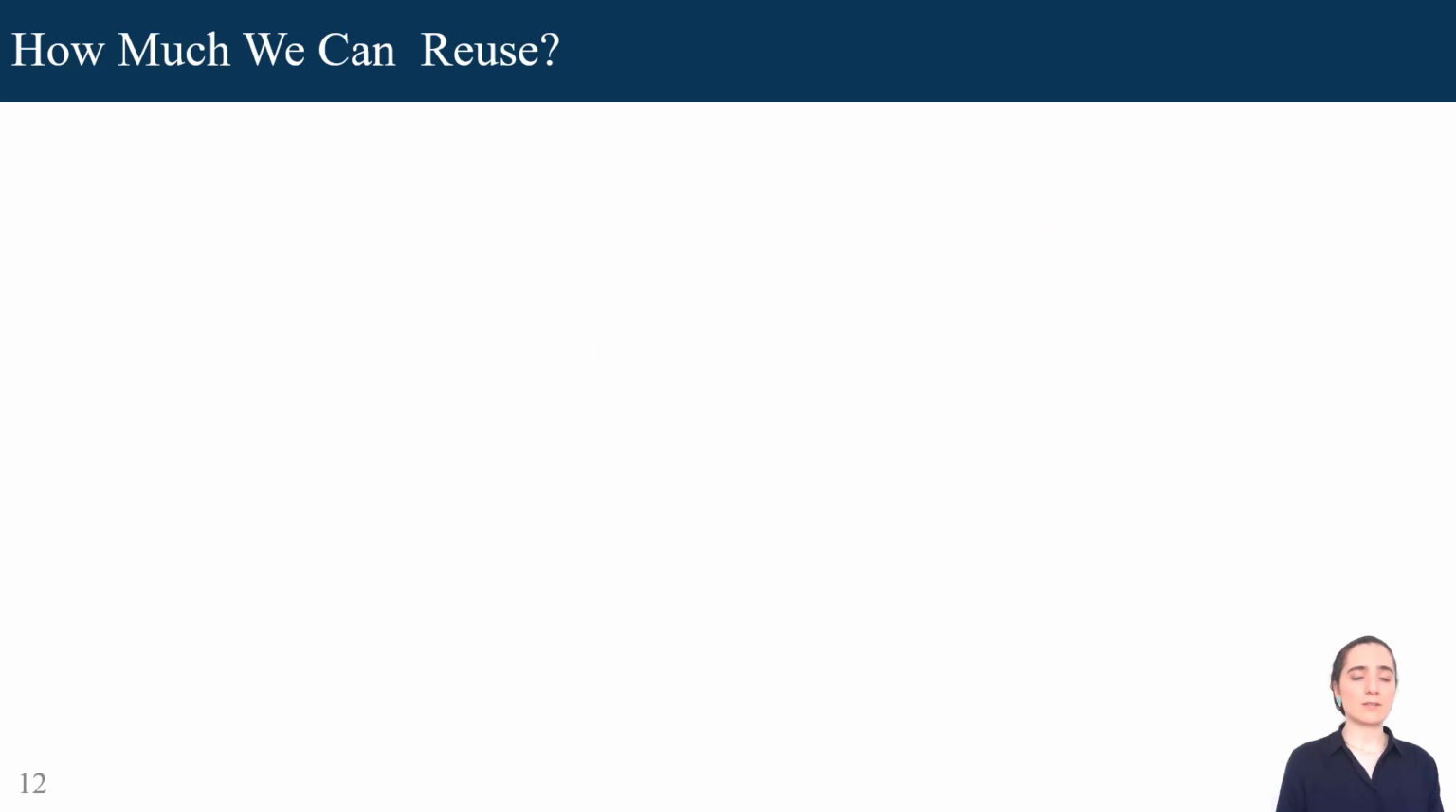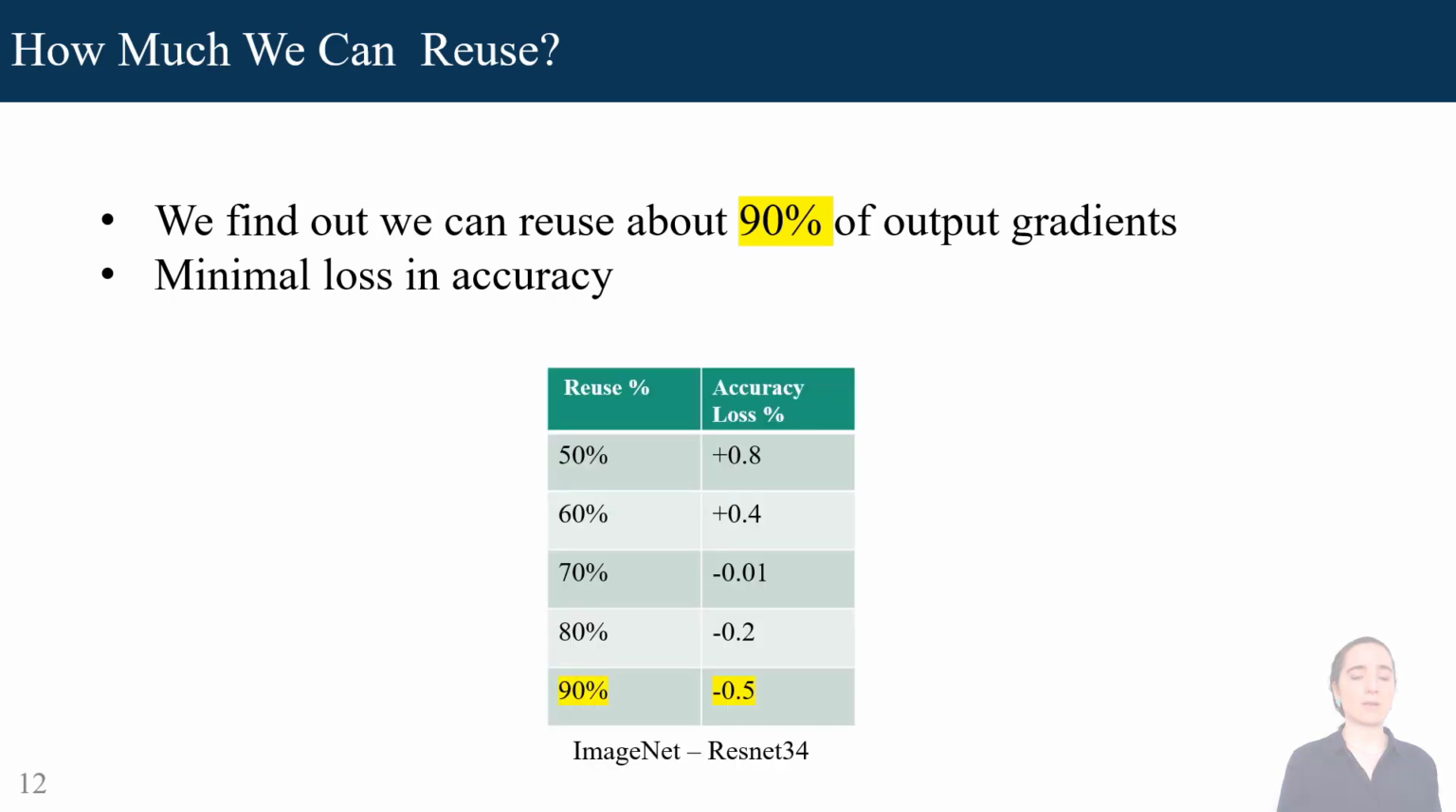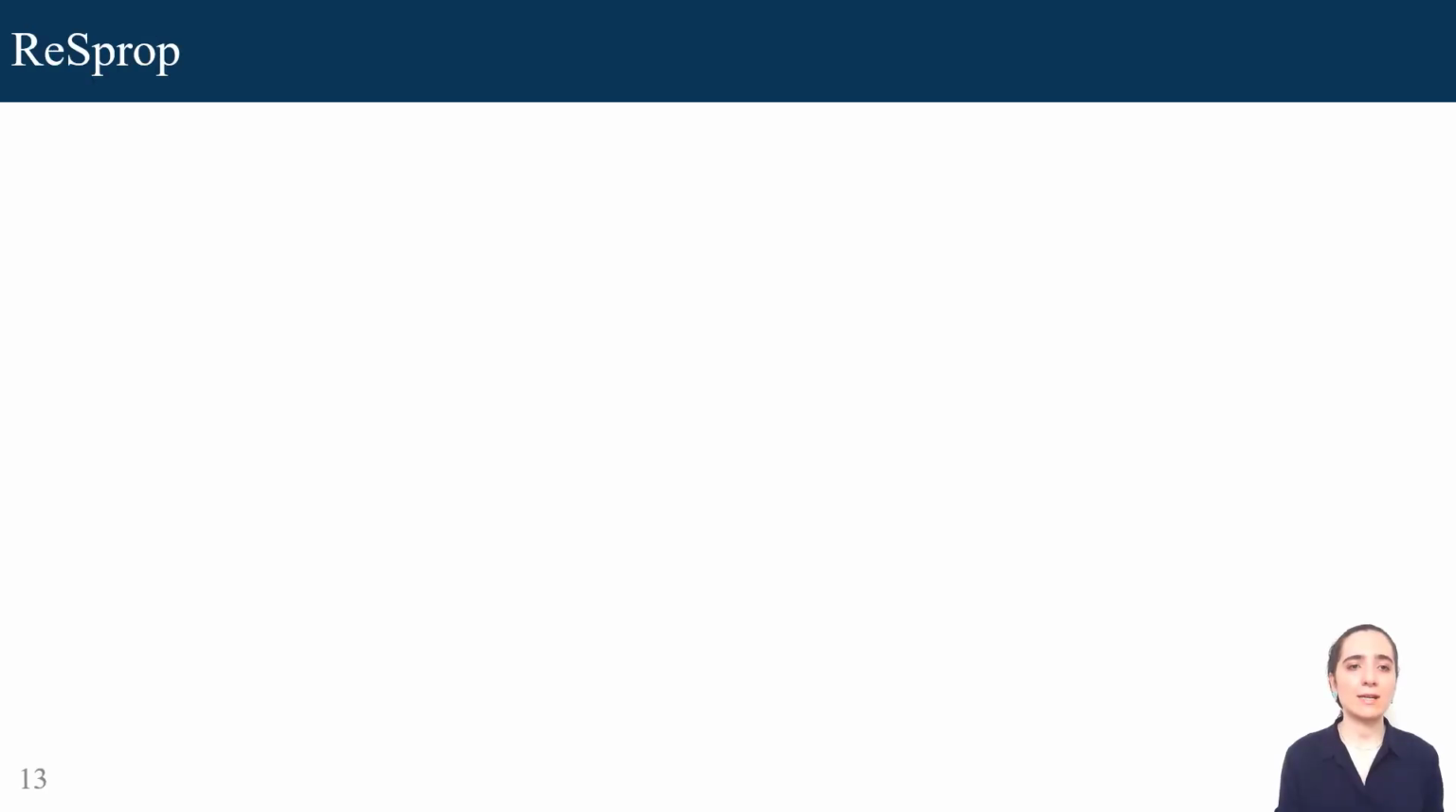There are two questions here. First, how much we can reuse? We find out that we can reuse about 90% of output gradients with minimal loss in accuracy. The second question is how reusing makes training faster. The answer is our ReSprop algorithm.